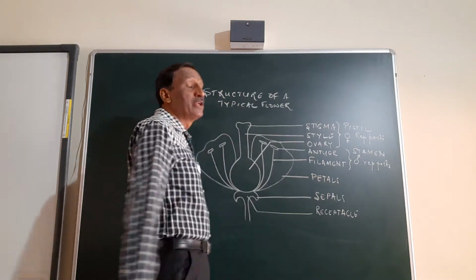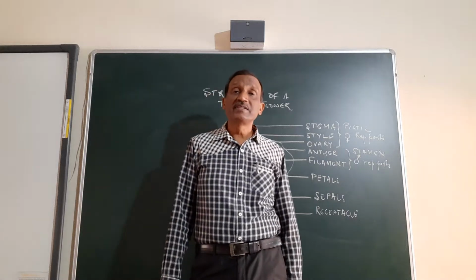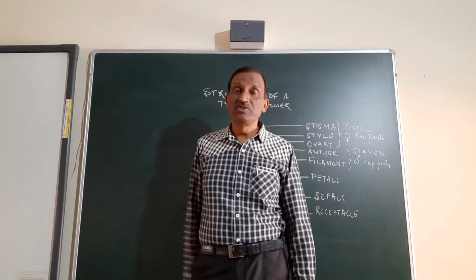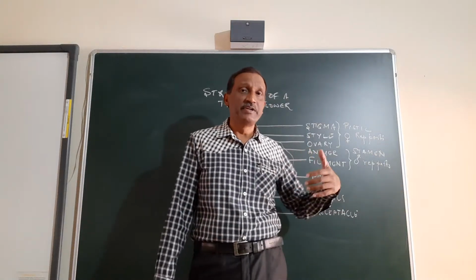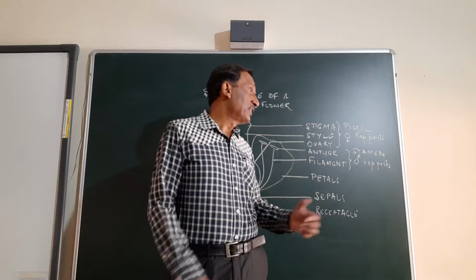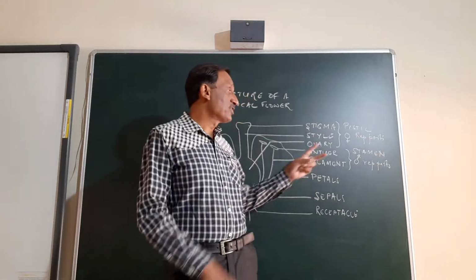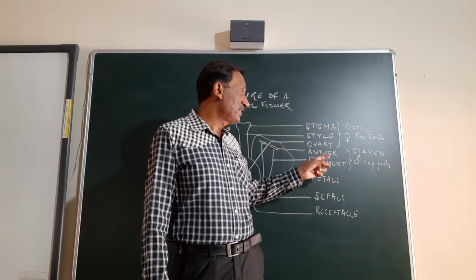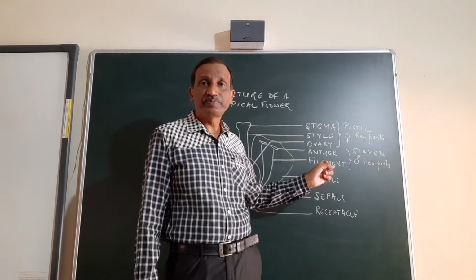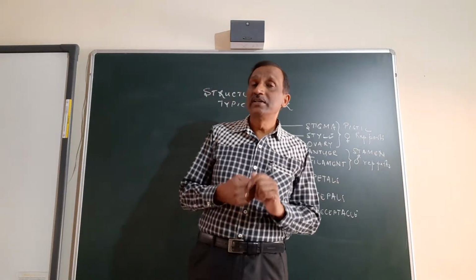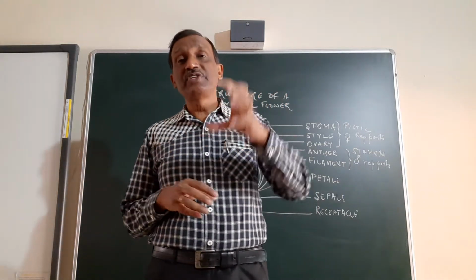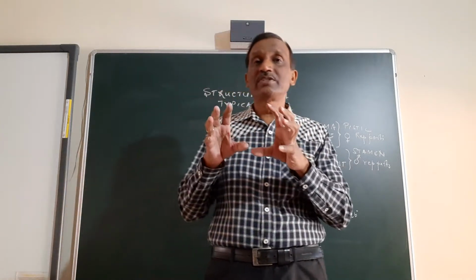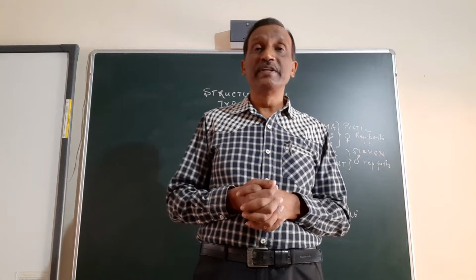The next is the male reproductive part of a flower, that is the stamen, third row. We are always counting the rows from inside to outside. You can even count outside to inside. Okay, so the third one is the stamen, and now stamen has got two parts, that is the anther and the filament. Now anther is a lobed structure which actually produces pollen grains.